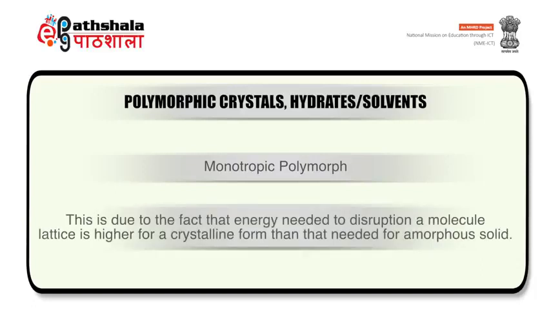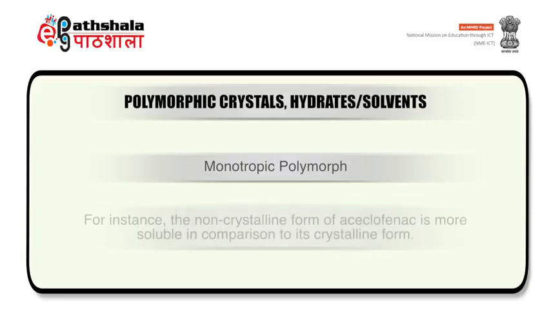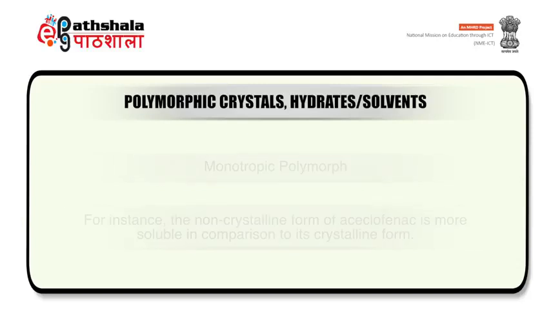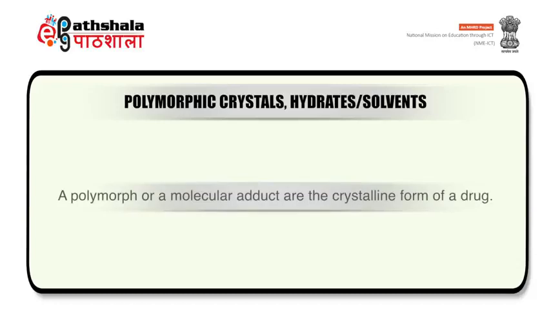This is due to the fact that the energy needed to disrupt a molecular lattice is higher for a crystalline form than that needed for the amorphous solid. For instance, the non-crystalline form of aceclofenac is more soluble in comparison to its crystalline form. A polymorph or a molecular adduct are the crystalline form of a drug.